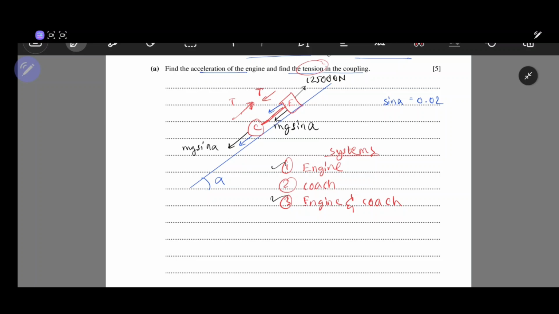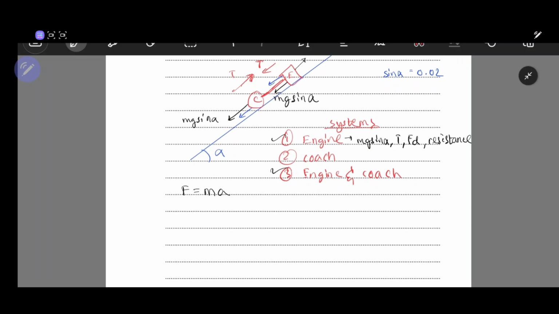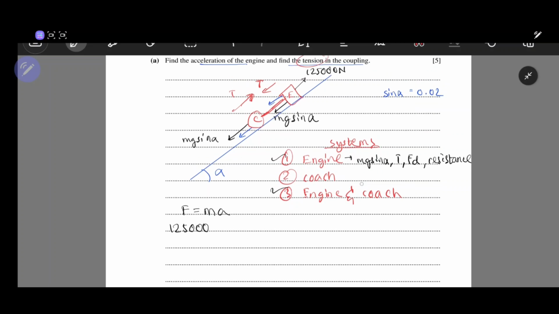So, what are the forces acting on the engine? We have its weight component. Let's write it. mg sine alpha. We have tension. We have the driving force. Let's use Fd. And we have the resistance. These are the forces acting on the engine. So let's form an equation. We already know that it's accelerating, so we must be using F equals ma. So the forward force is the driving force, as we can already see in the diagram. This and mg sine alpha is downwards.